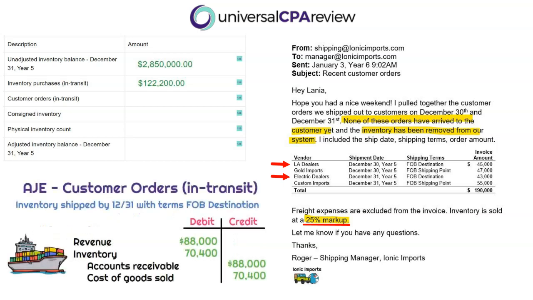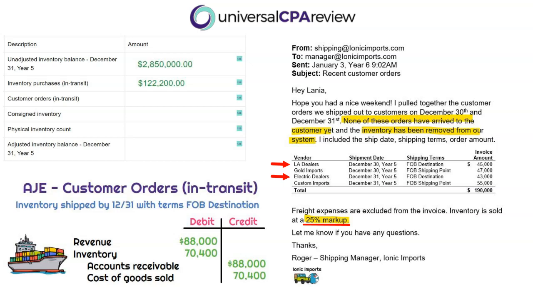So as we can see in our adjusting journal entry, well, if we need to remove revenue and the accounts receivable, we would debit revenue for that $88,000 and credit accounts receivable for $88,000, right? Because we can't recognize that sale yet since basically it's FOB destination and the inventory has not arrived to that customer yet.